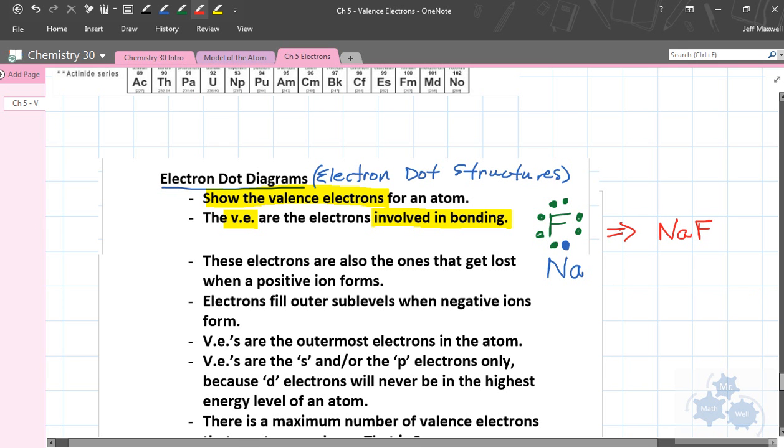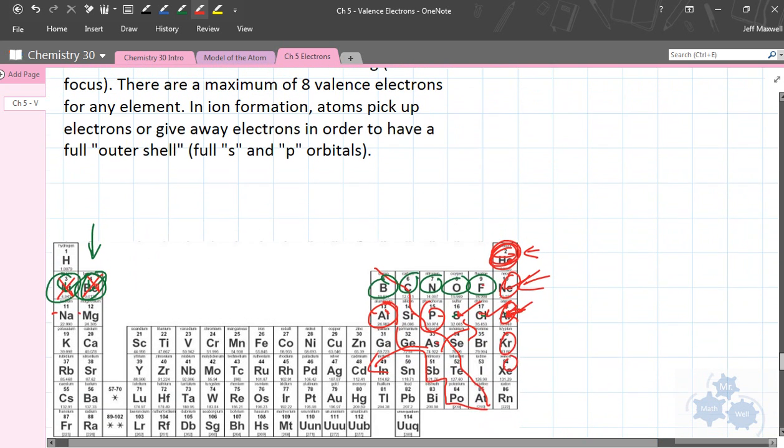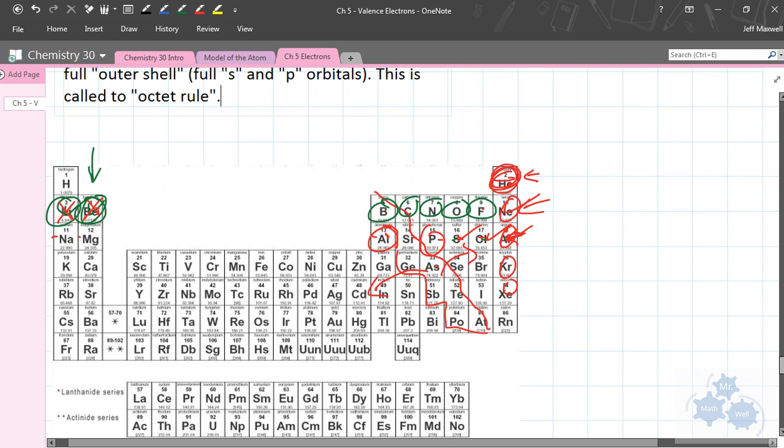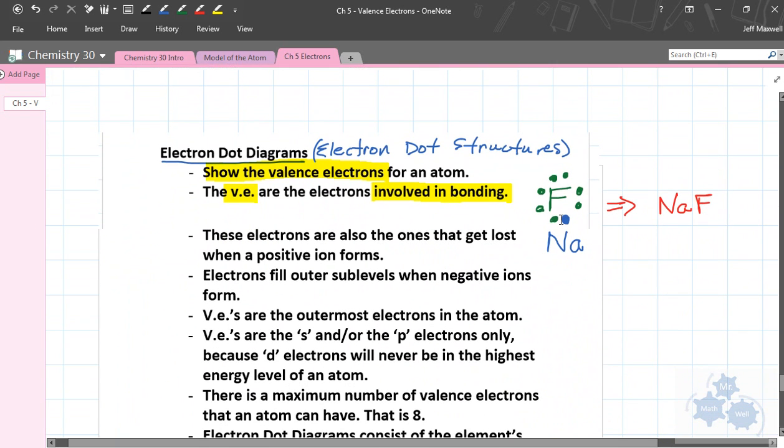I don't know if I mentioned this before, but that full octet, full outer shell, I'm just going to add to these notes up here. This is called the octet rule. Octa is 8, and it's a rule that the most comfortable position, the most peaceful, lowest energy position is to have a full outer shell. So that's what these elements are trying to attain by bonding.